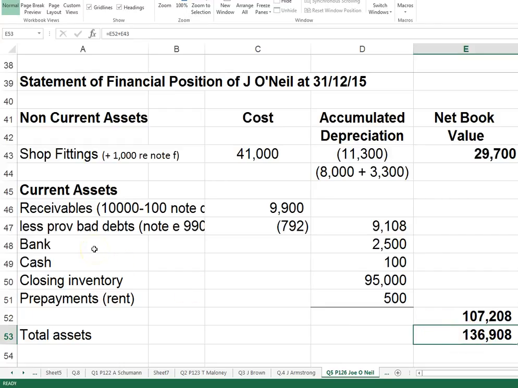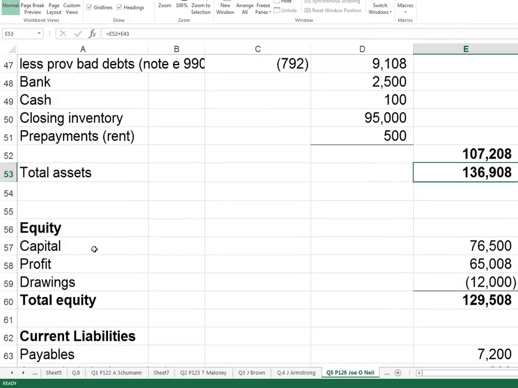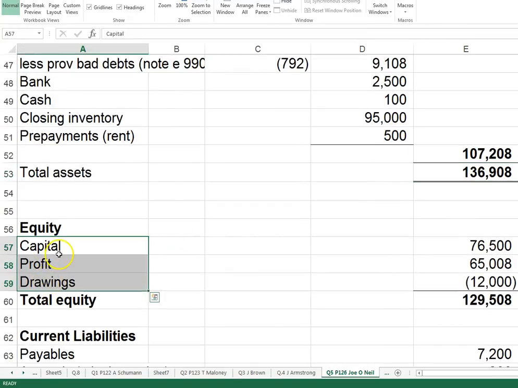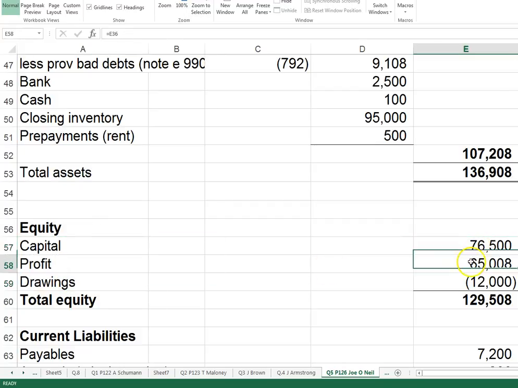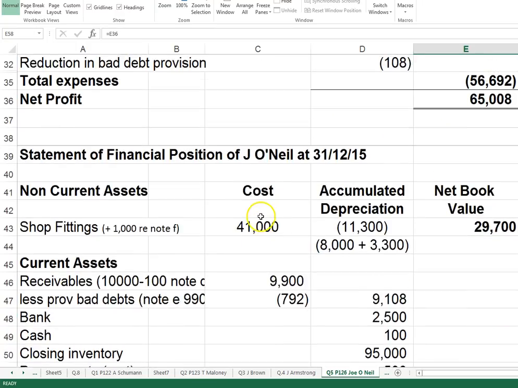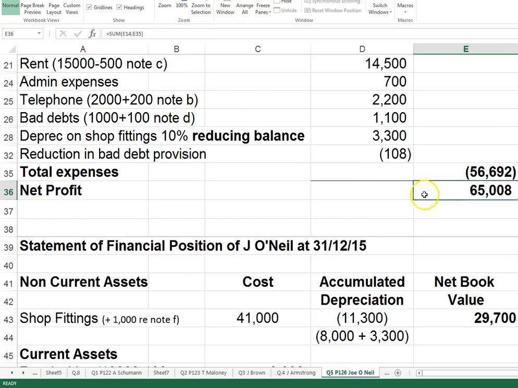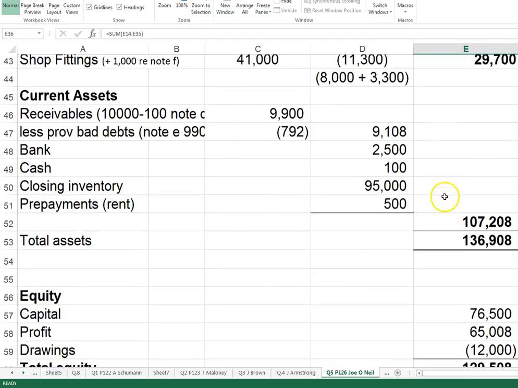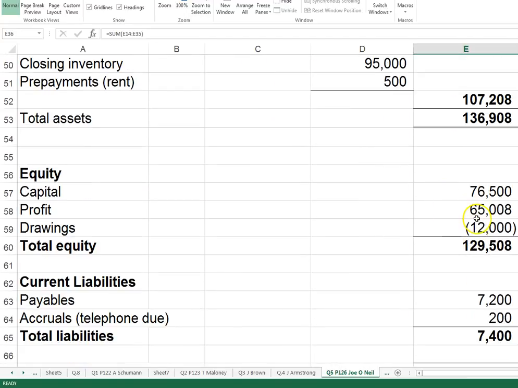Then we've 3 other headings, equity and liabilities. Our equity is always these 3 things: capital plus profit less drawings. We get these 2 amounts from the trial balance. Here are capital and drawings, 76.5 minus 12. And then our profit comes from the net profit figure, part A, and that just gets carried down to here.